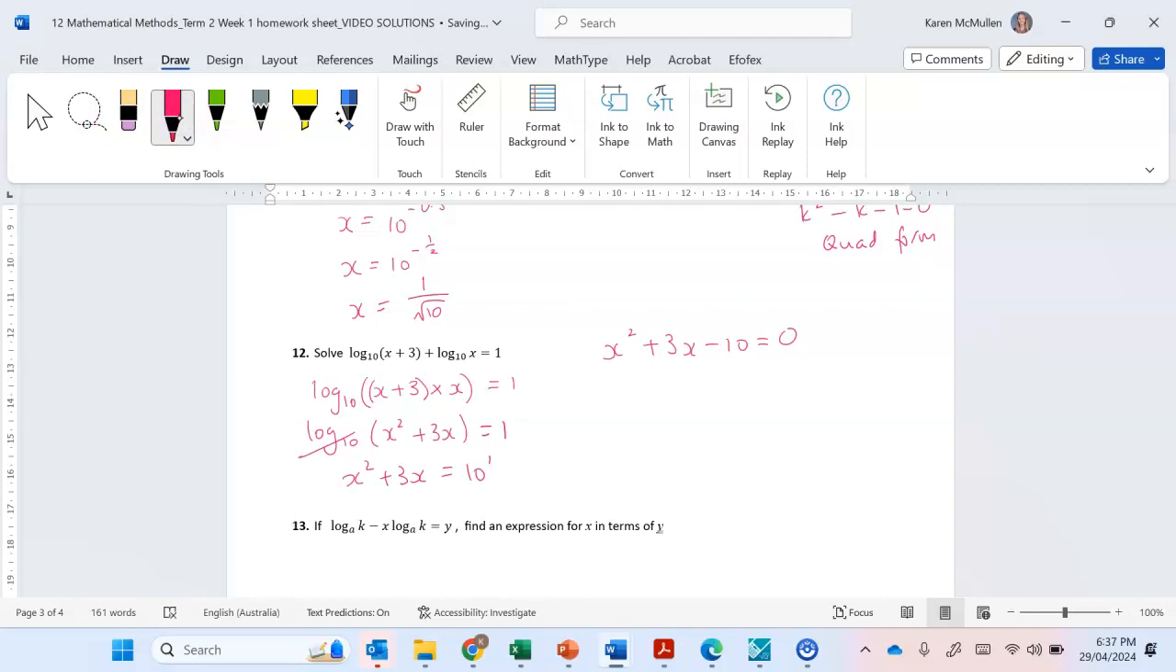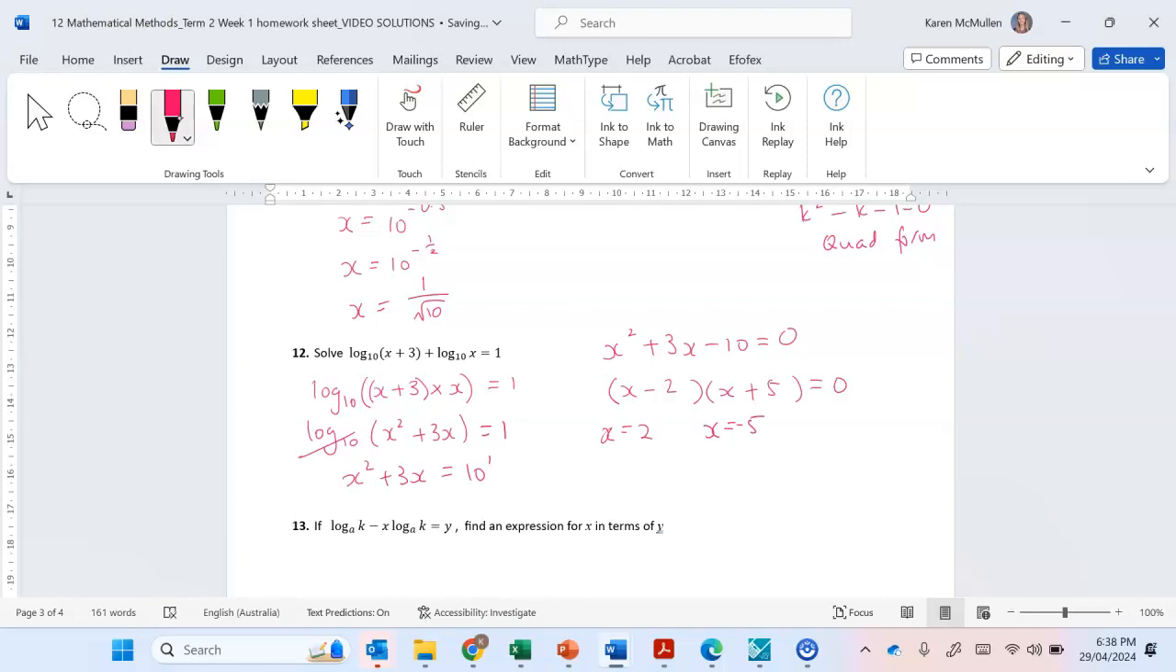All right, and now it should just be a quadratic we can solve. So two numbers that multiply to give you negative 10 and add to give you 3. So nice one to do. So negative 2 times 5 is negative 10, and negative 2 plus 5 is 3. So we don't have to use the quadratic formula. So x equals 2, x equals negative 5.